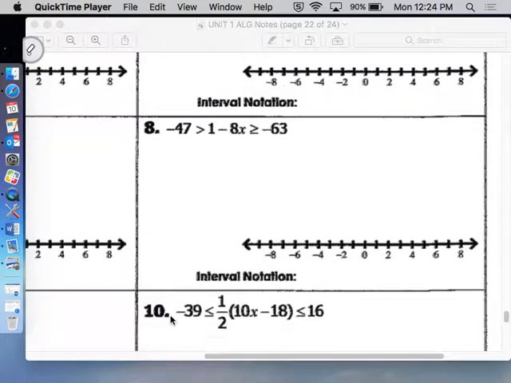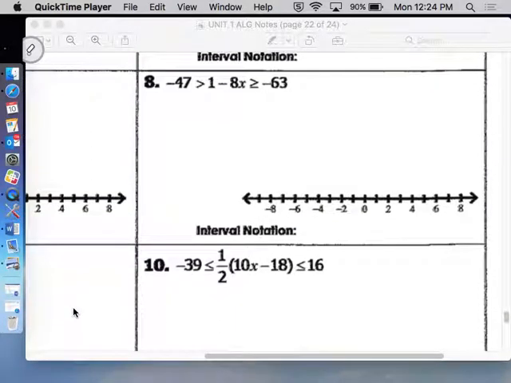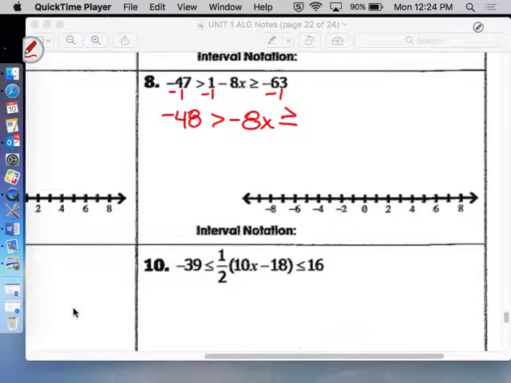So let's look at number 8. So I'm going to isolate the x in the middle. So my first job is to subtract 1. And I have negative 48 is greater than negative 8x, which is greater than or equal to negative 64. Being careful with your signs. And now, to isolate the x, I need to divide by -8, multiply by -1/8 in all three spots.